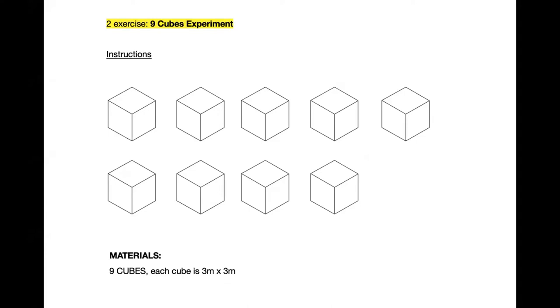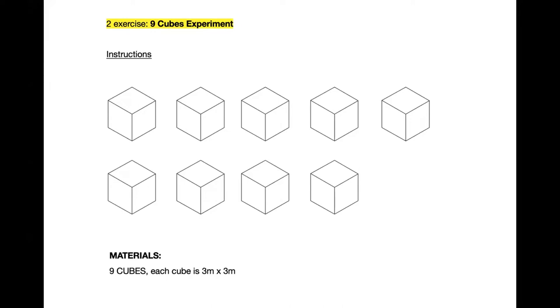The second exercise follows the first one, and I give the students more materials. This exercise is called the 9 cubes experiment, and it recalls a very strong teaching philosophy on working with cubes that was also run for many years by Francesco Venezia at the university in Venice. So it's not an original exercise, but something that I modified a bit to fit my course. I give the students 9 cubes, and each cube is 3 meters by 3 meters by 3 meters.